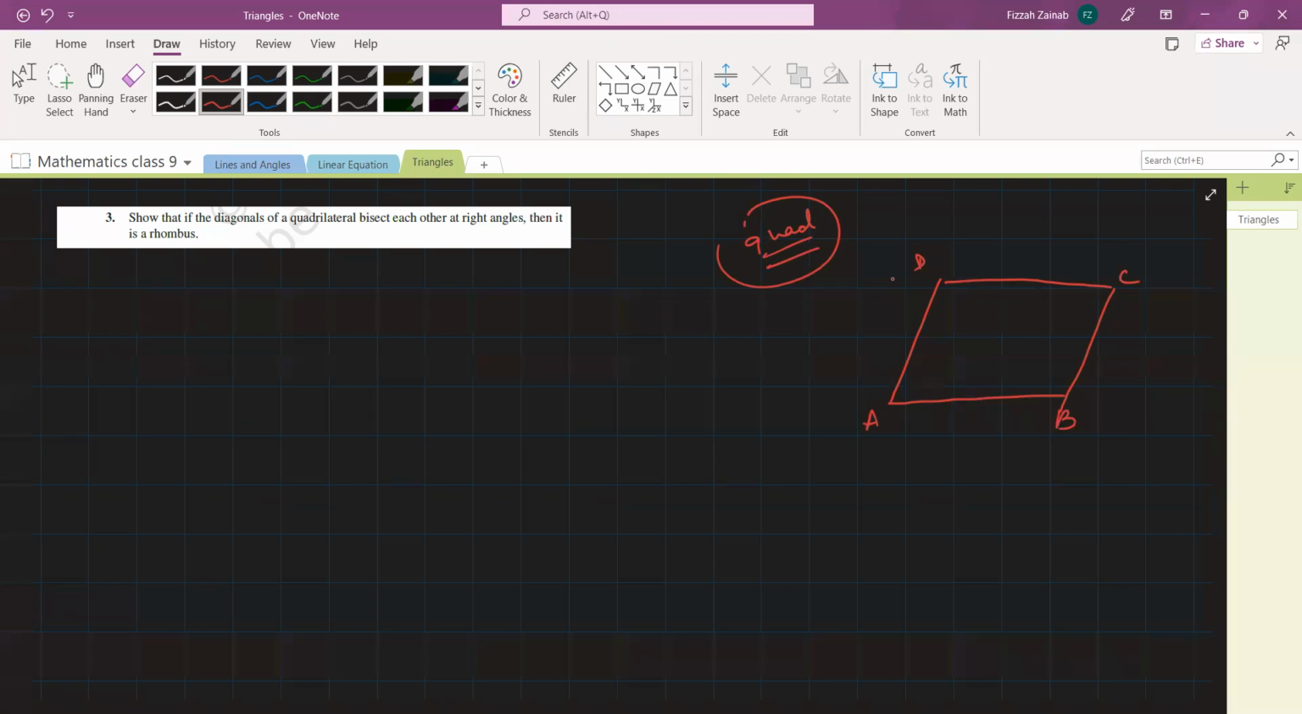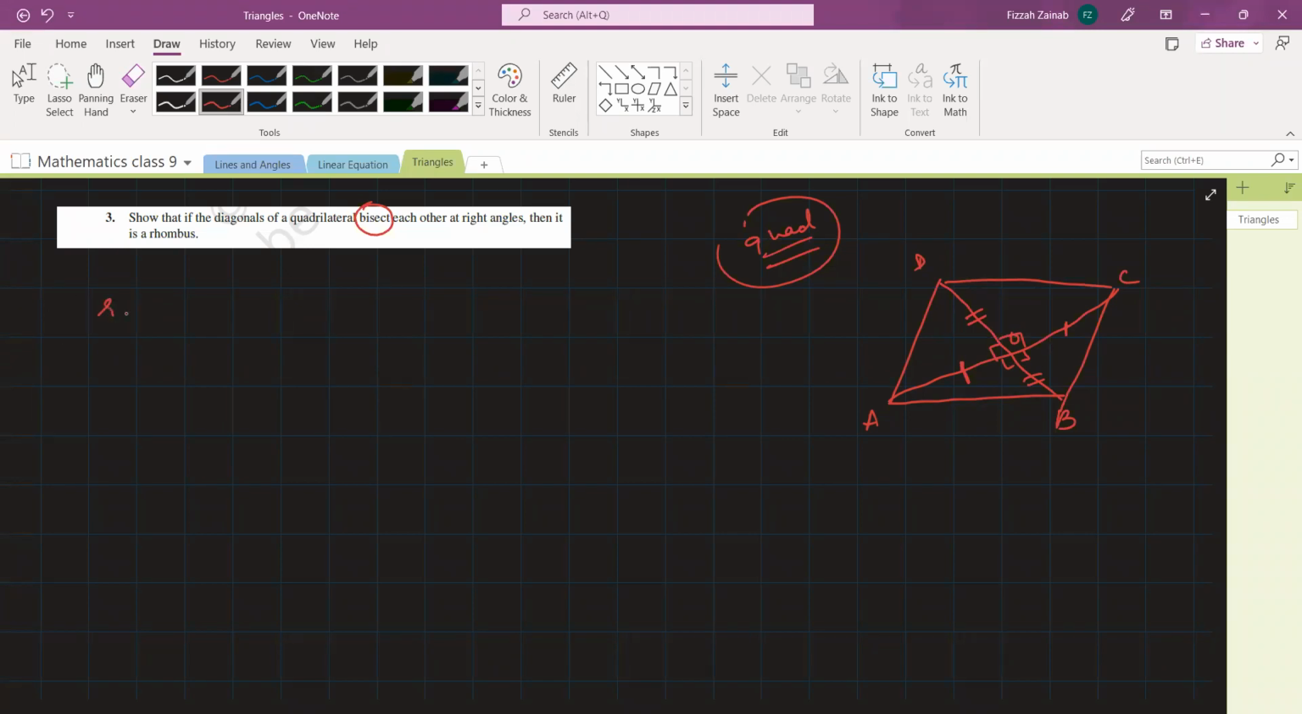And now I'm saying that the diagonals bisect each other at right angles. So first thing I'm saying is that they are bisecting each other, right? So that means this part is equal to this part and this part is equal to this part. And also I'm saying that all these angles are 90 degrees, right? Okay. Then I have to show it is a rhombus, right? Now, what is a rhombus? First of all, a rhombus is a parallelogram, correct?